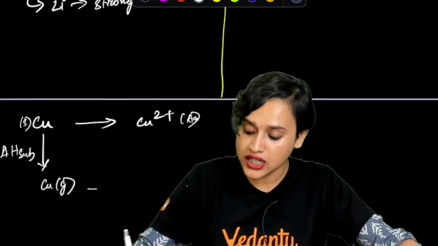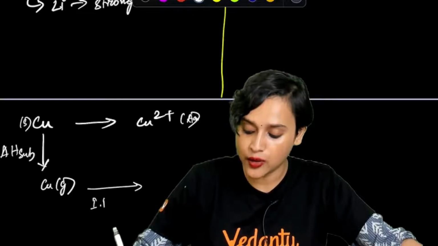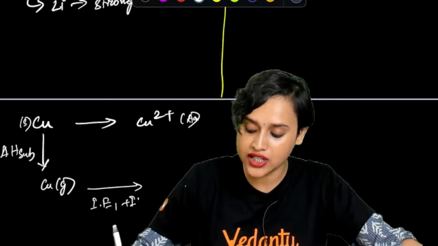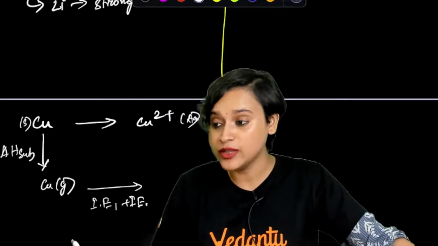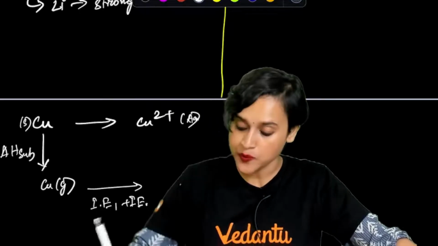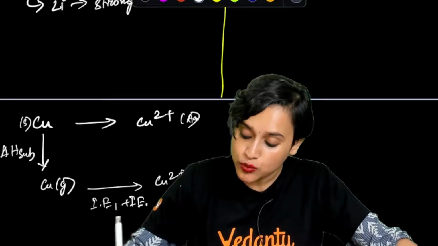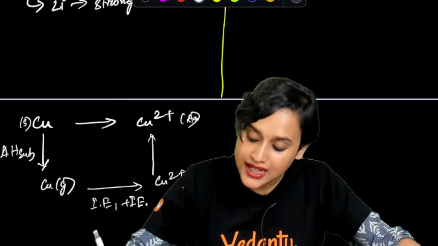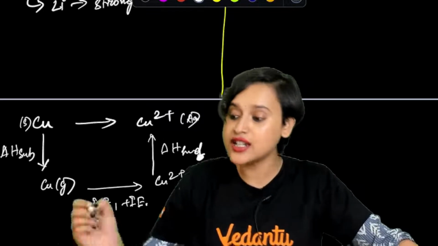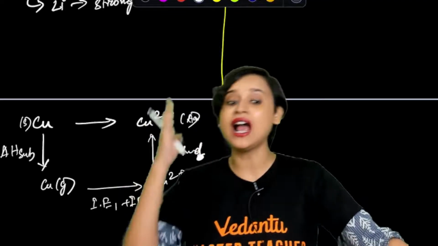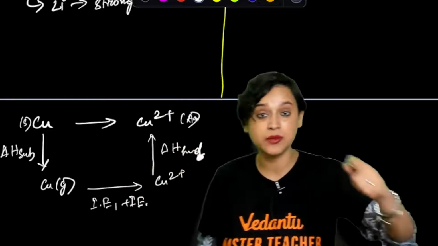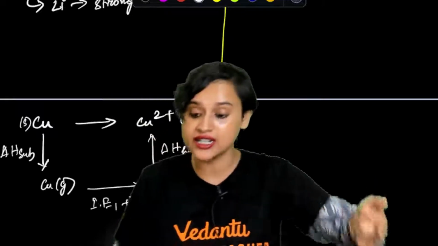Once I take it to gaseous state, then I have to give ionization energy 1 plus ionization energy 2, right? Do you remember that? Then it will come to Cu2+. Once it comes to Cu2+, hydration energy will be released. You give the atom ionization energy and sublimation energy, and then hydration energy is released.